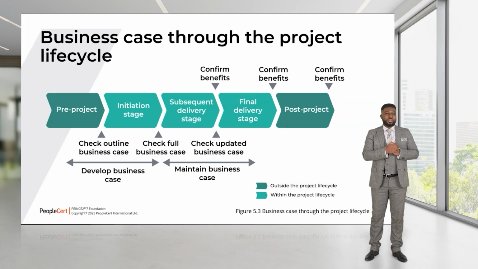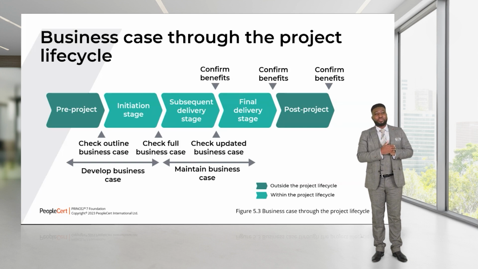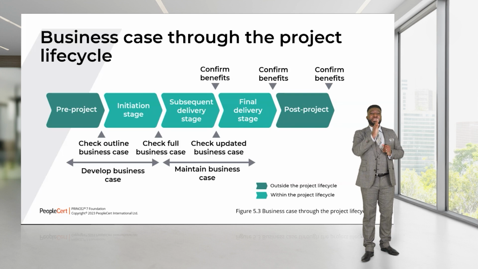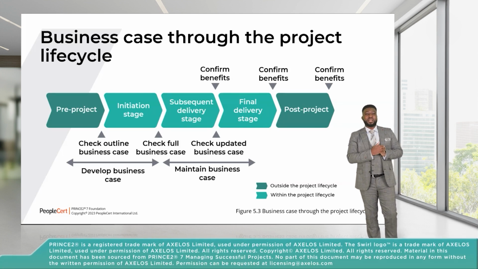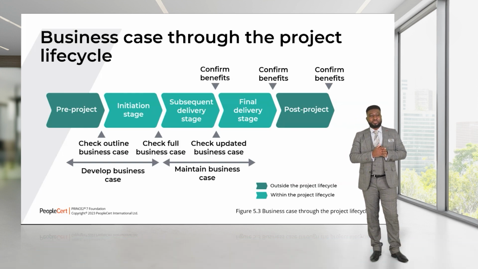So in pre-project, you have your outline business case. In initiation, you have your full business case. Within the subsequent delivery stages, you're checking that that business case is still viable, achievable, and desirable. At the end of each stage, you need to maintain that business case and collate everything you've learned so far. Once you've maintained the business case, you need to send it back to the project board to confirm that the benefits are still there. And at the end of each stage, you'll be confirming that your benefits are there. So that's the life cycle of a business case. And of course, once you finish the project, you will then start confirming the benefits as well in real life, using the benefit management approach.